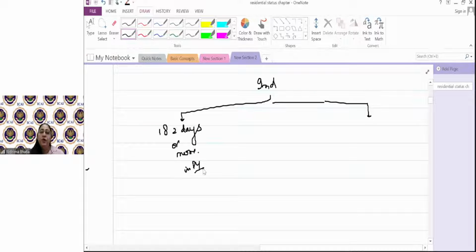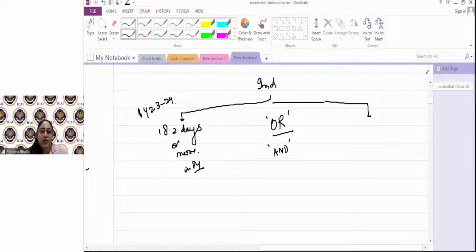So what previous year are we talking about? Previous year 23-24. So if in the previous year 23-24, his stay in India is 182 days or more, or — whenever you are studying any term in income tax or any law, this word plays a very important role.